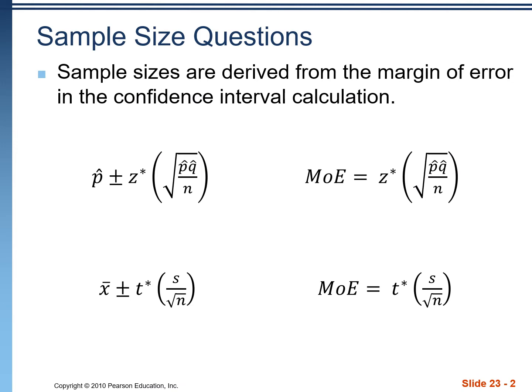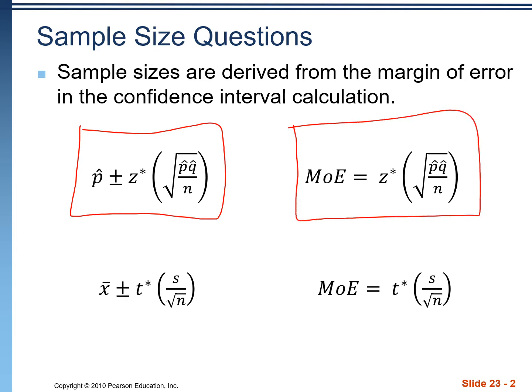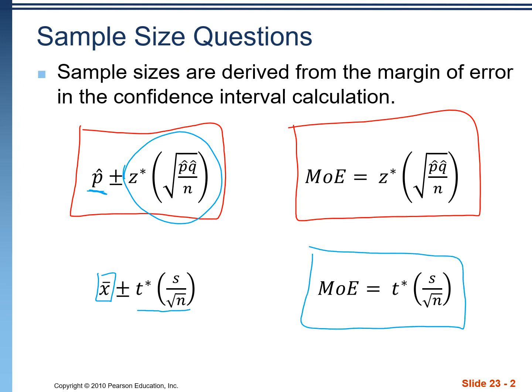So for example, for categorical data, we would use this equation up top: p hat plus or minus z-score times that standard error. And the margin of error is the second part of that equation. So we're adding and subtracting the margin of error from the point estimate p hat. If it's quantitative data, we have the same thing. We have our point estimate x bar, and we add and subtract this margin of error. So here's the part of the equation that we'll be using for sample size questions.